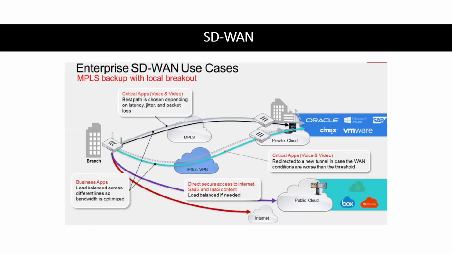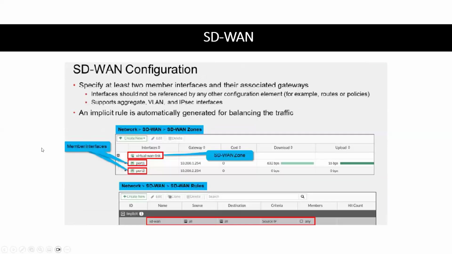For critical applications, voice and video, the best path is going to be chosen based on latency, jitter, and packet loss. Business apps are going to be load balanced, and access to the internet is going to be load balanced. Critical apps can be redirected to a new tunnel in case we hit a threshold. That's fine.